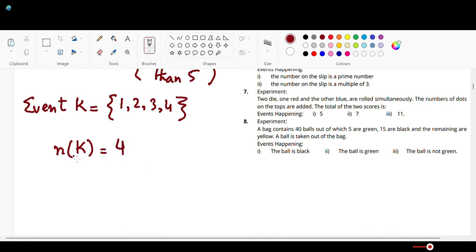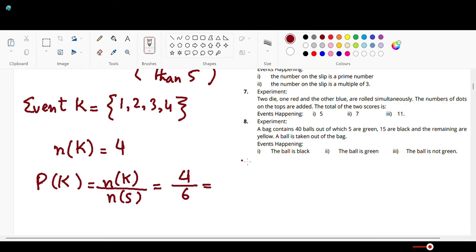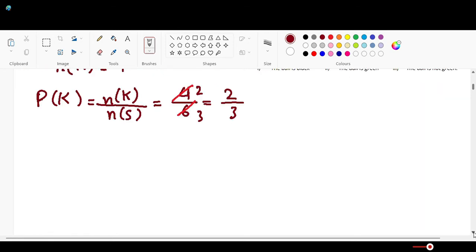The probability of K will be equal to the number of elements in K as a ratio of the number of elements in the sample space, which will be 4 over 6, which we can simplify. 2 2s are 4, 2 3s are 6, so 2 over 3. So we have a higher probability for event number 2 taking place than event number 1. Not that it really matters, does it?